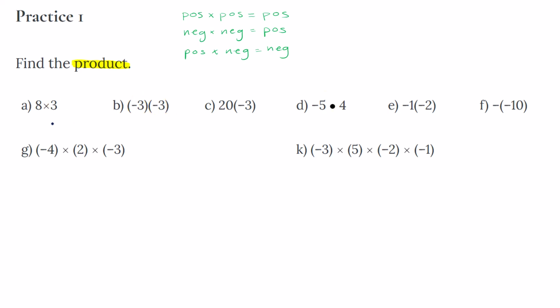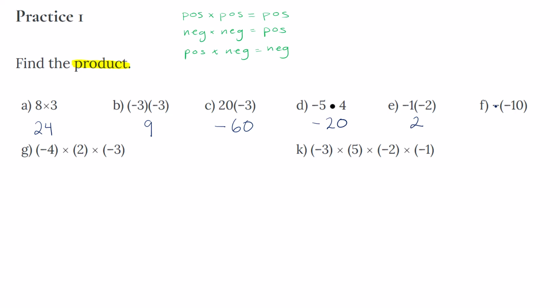So positive 8 times positive 3 is positive 24. Negative 3 times negative 3, because we have negative times negative, we get a positive 9. Positive 20 times negative 3 is going to come out to a negative 60, for 20 times 3. Negative 5 times 4 is a negative. 5 times 4 is 20. Negative 1 times negative 2 is positive 2.